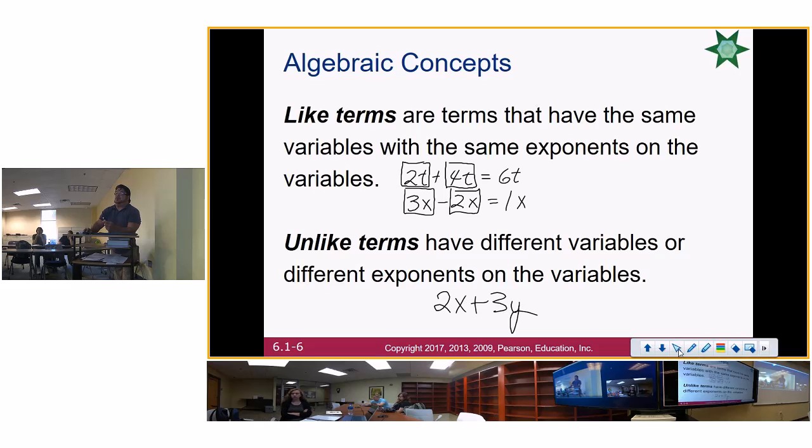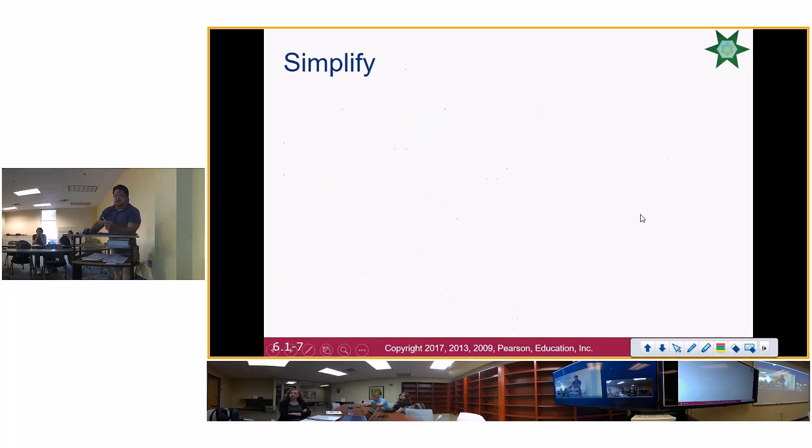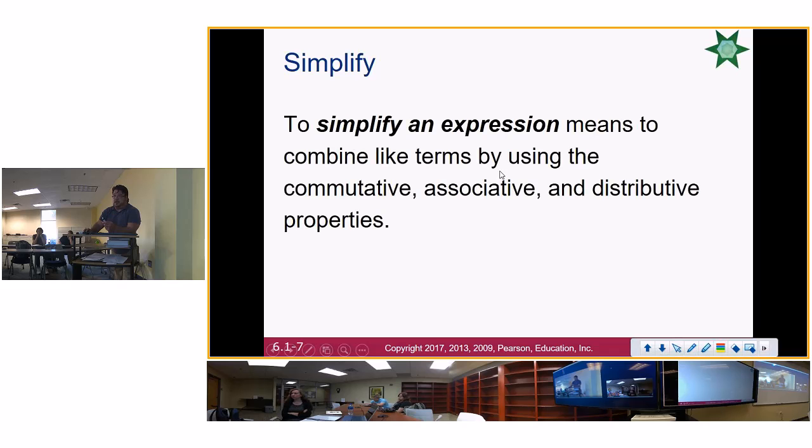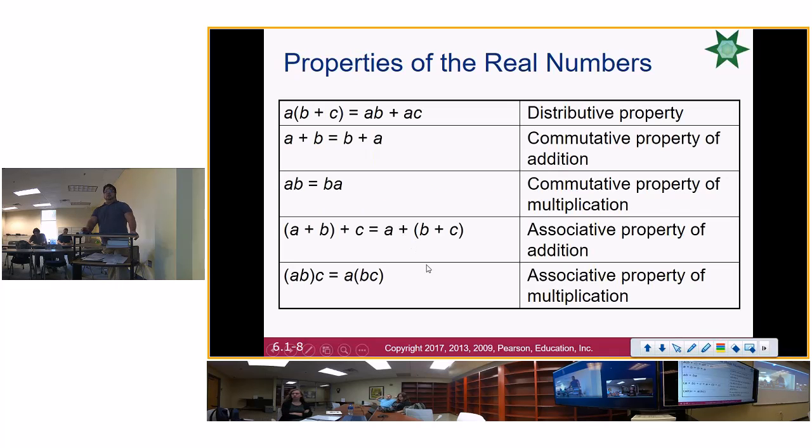And I know this is kind of redundant, and I know some of y'all have had Algebra 1 and Algebra 2. I'm trying to go as fast as I can without leaving people behind that haven't had it in a while. To simplify an expression means combine like terms, either by addition, subtraction, multiplication, or division. Write these down.